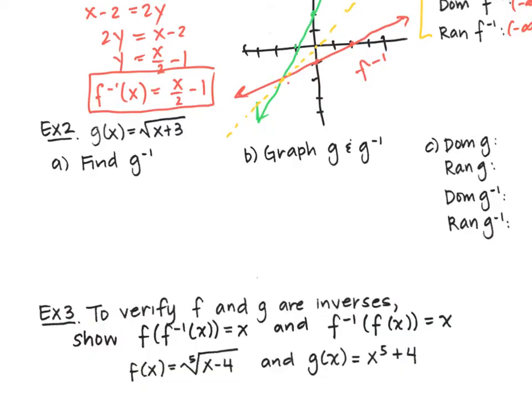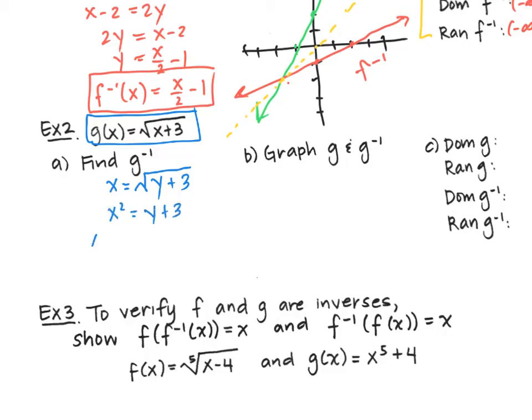For example 2, I'm going to do the same steps, except now I'm going to consider the function g of x equals the square root of x plus 3, partly just because I can tell there's a domain restriction and I want to see how that plays out in the graph and the function. So to find g inverse, instead of y equals square root x plus 3, I'm going to say x equals the square root of y plus 3. And then I'm going to solve for y. So I'm going to go ahead and square both sides.